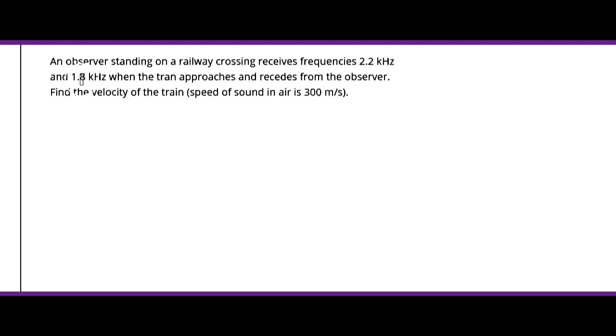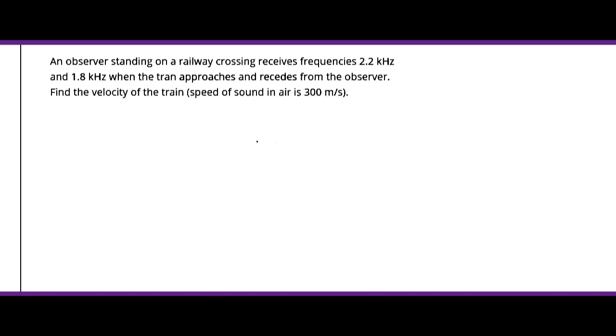Hello friends, today we are going to see this problem. An observer standing on a railway crossing receives frequencies 2.2 kHz and 1.8 kHz when the train approaches and recedes or leaves from the observer. Find the velocity of the train. The speed of sound in air is given.